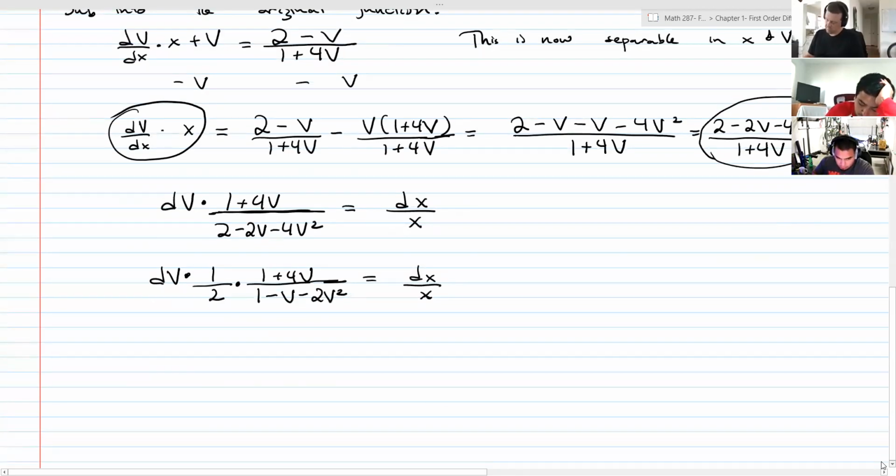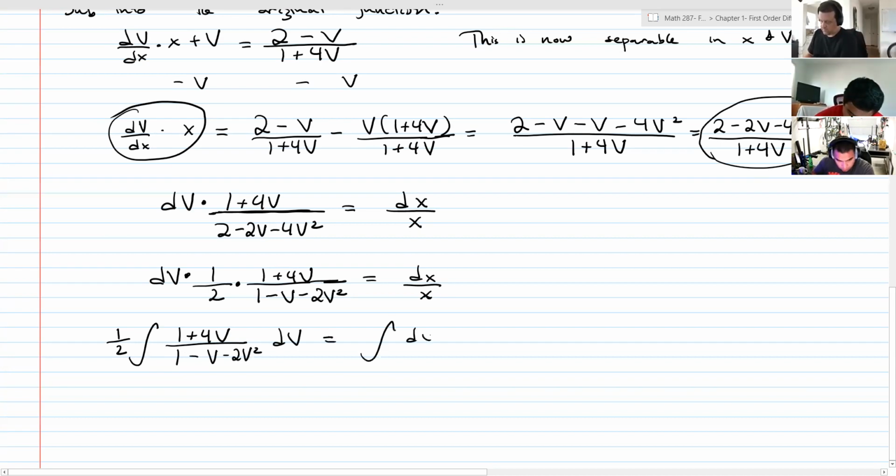And now that we've separated our variables, what are we going to do? Alex knows. Jerry knows. Josh knows. Integrate, right? We've now got the opportunity to integrate. Everybody else should know. Once you've separated, you can integrate. So we'll take the integral and pull out that 1/2. So the integral of 1 plus 4v divided by 1 minus v minus 2v squared dv is going to equal the integral of dx over x.